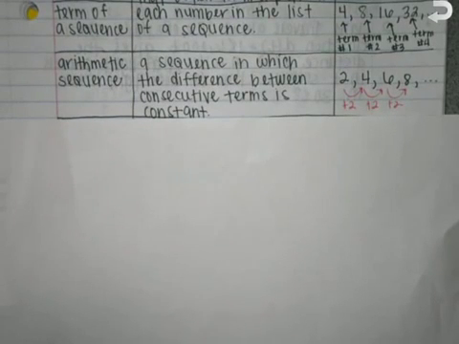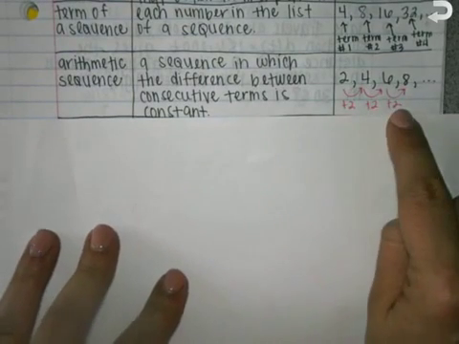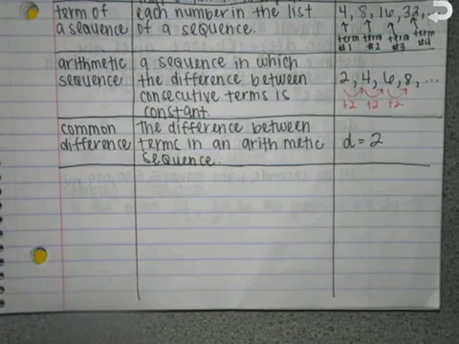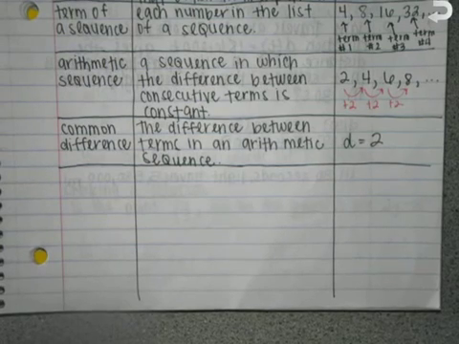The number that we are adding each time, so the plus 2, plus 2, plus 2, is what is called the common difference. The common difference is the difference between terms in an arithmetic sequence. It has a special letter, D. So in the previous example, the common difference would be positive 2, because we're adding 2 each time.